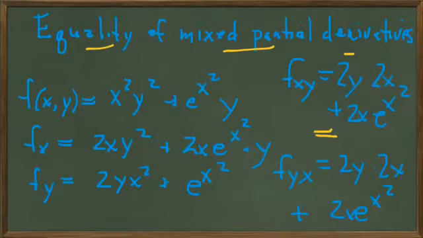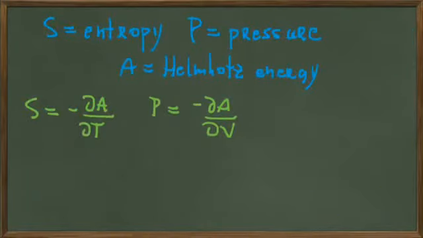So let's do an example where we use the mixed partials being equal to develop a very important thermodynamics relationship. So let's start with defining the letter capital S to be entropy, capital P is pressure, A is Helmholtz energy, and entropy would be defined as the partial of energy with respect to temperature with a negative sign out front, and pressure would be defined as the negative partial of energy with respect to volume.